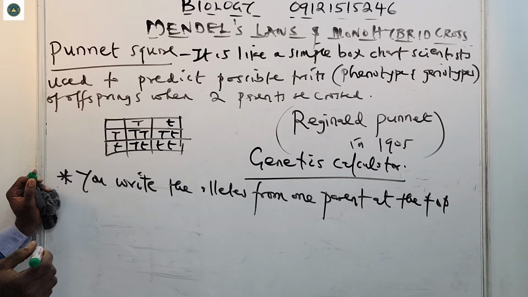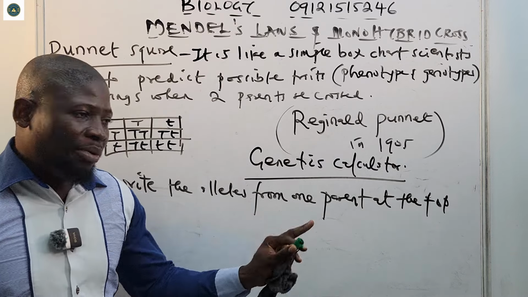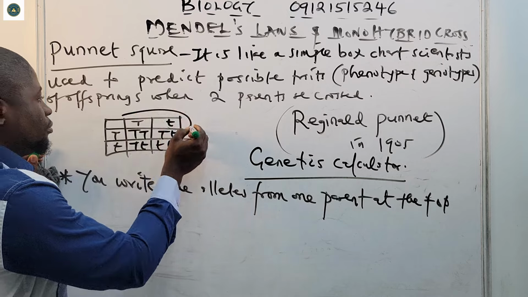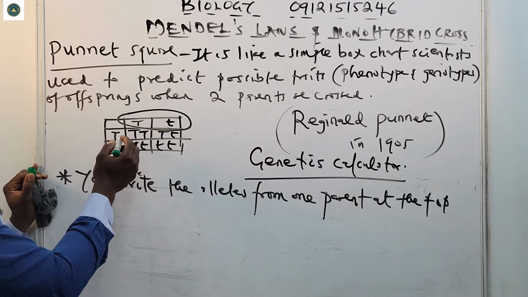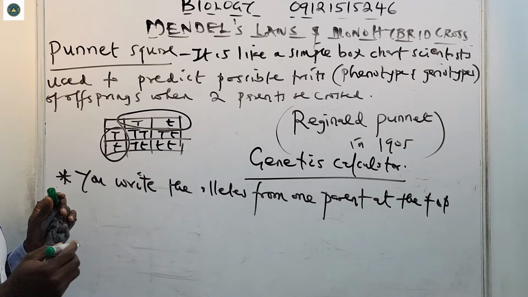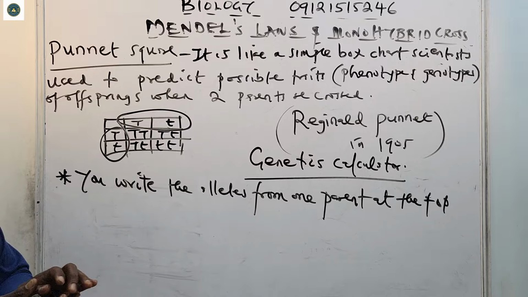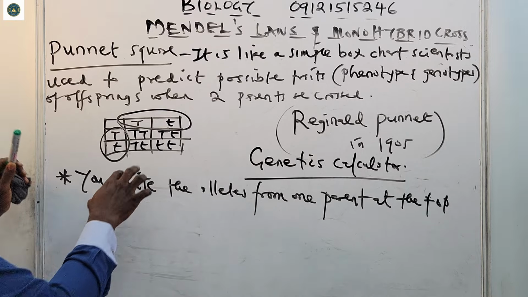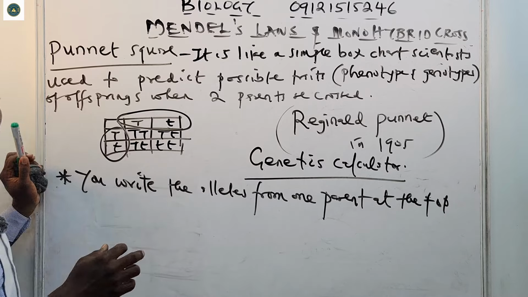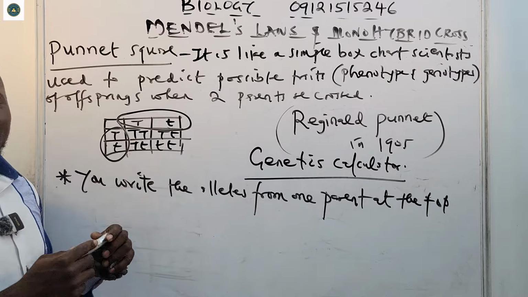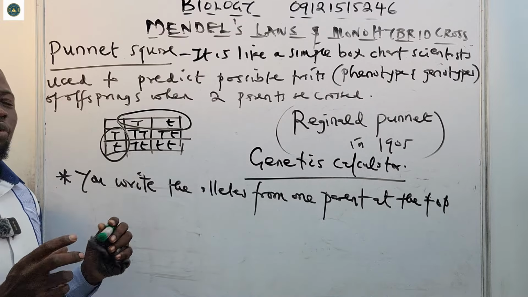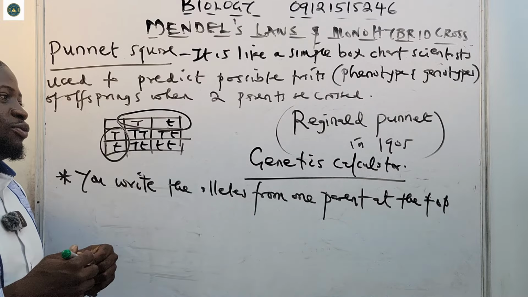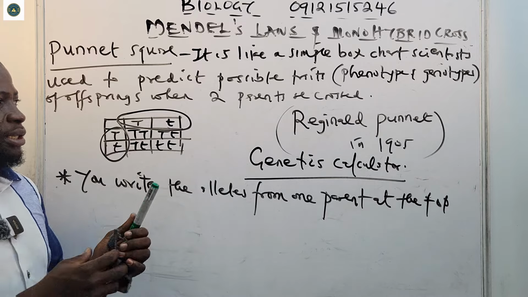So now, you write the alleles from one parent at the top, which you are seeing here. Then you write the alleles from the other parent at the side, all right? Then what do you do? You now see all the possible combinations for the offspring, or for the children. So that's basically what the Punnett Square is. All right, so now let us do an example.